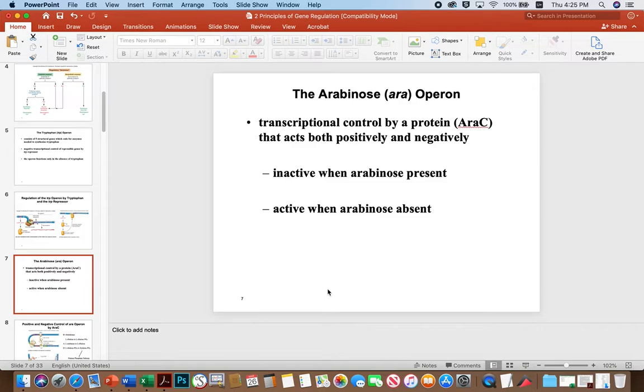The arabinose operon is an interesting example of an operon that's controlled by a transcription factor that is both an activator and an inactivator, depending on whether arabinose is present.